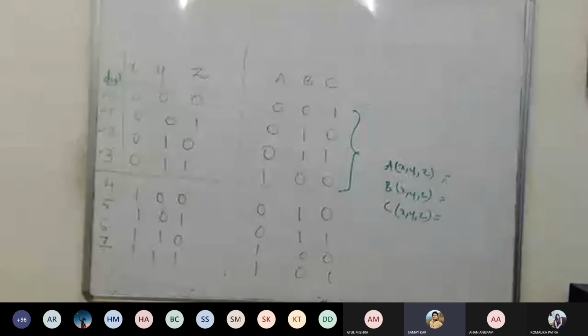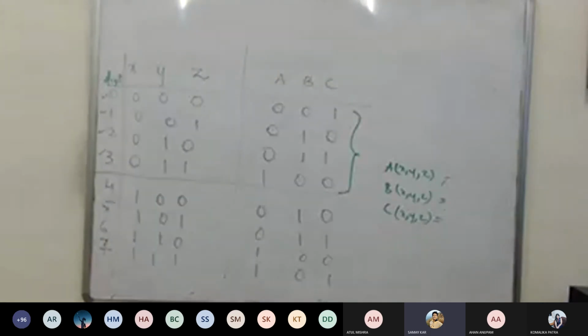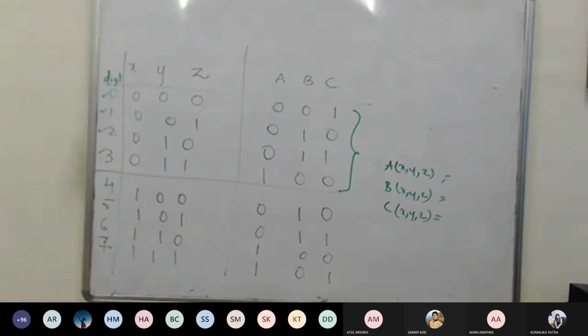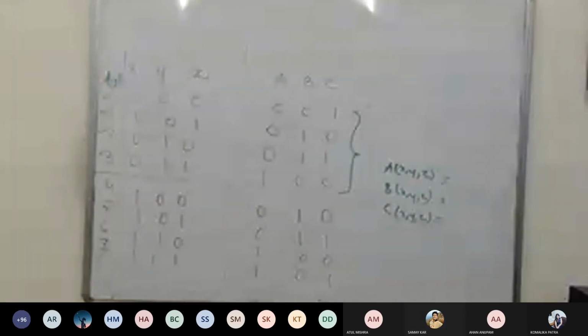Ma'am, only using universal gates or can we use AND, OR gates? Anything, but I want the circuit to be very small. Aha, good. Expression is good. Circuit, if it will try to design. Ma'am, I have sent it above.